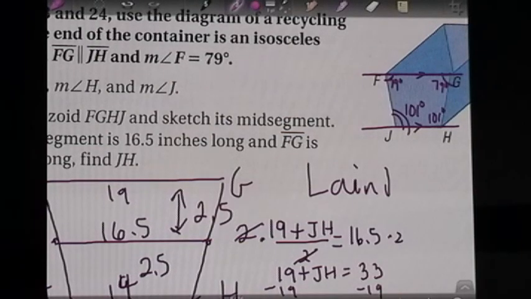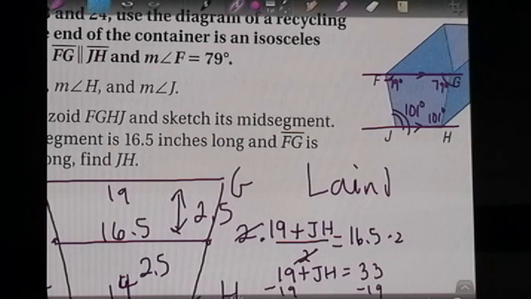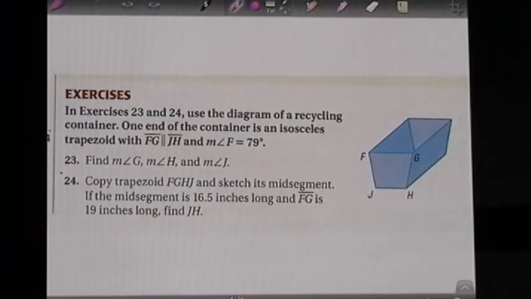Okay, so when you subtract 19 from each side, you get 14. So JH is 14. That's a good reason to write all your stuff in, because you can make errors like that too. Hey, you're learning from the best.